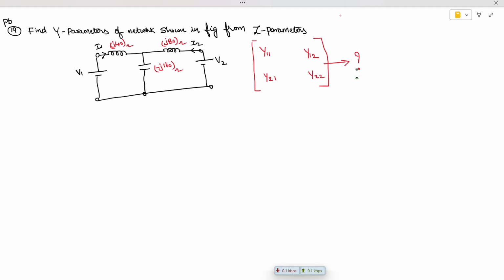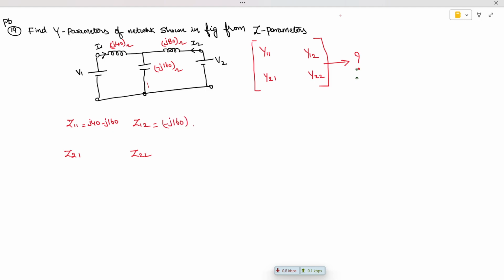So whenever the network is given as a T network, we have Z11, Z12. We had solved a lot of problems on Z parameters T network. It's very simple to find out. So Z11 is the sum of the series branch. So this is nothing but j40 and this is minus j60. Z12 is the shunt branch. The shunt branch is minus j160.